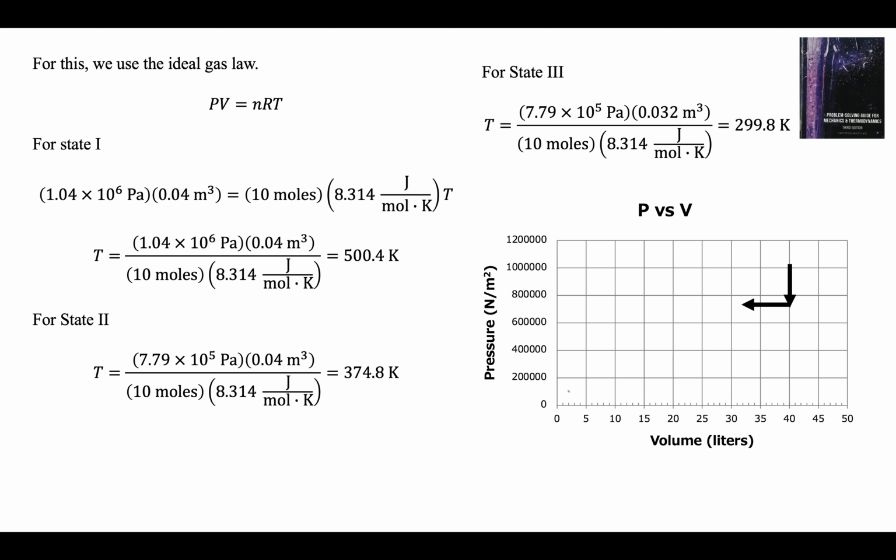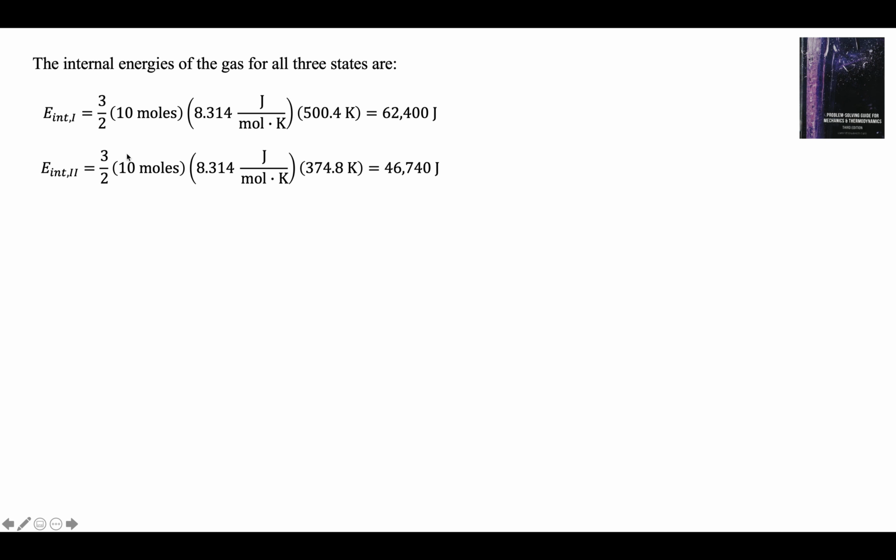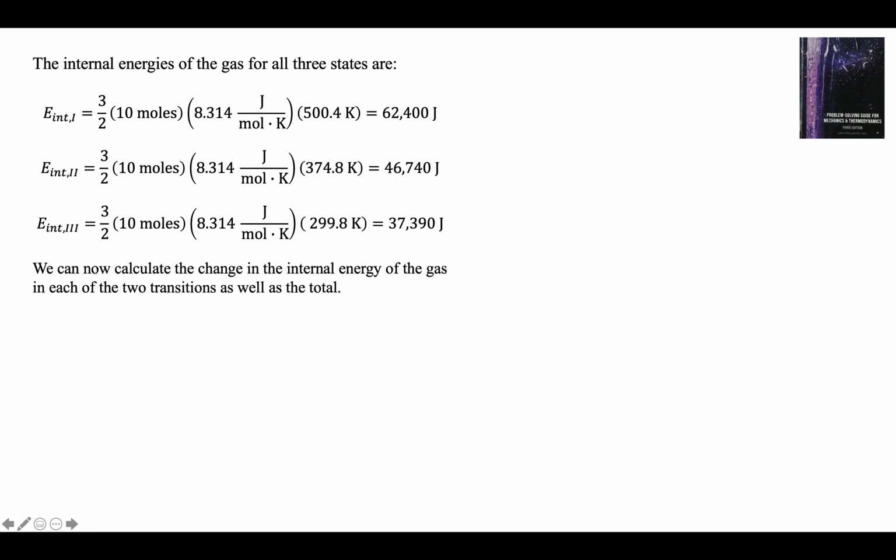Now we can calculate the internal energy of the gas, and thus the change in internal energy of the gas. So here's the internal energy of state 1, 62,400. State 2, the temperature is different, everything else is the same. State 3, temperature is different. So change in internal energy of the gas is easy, we just subtract them.